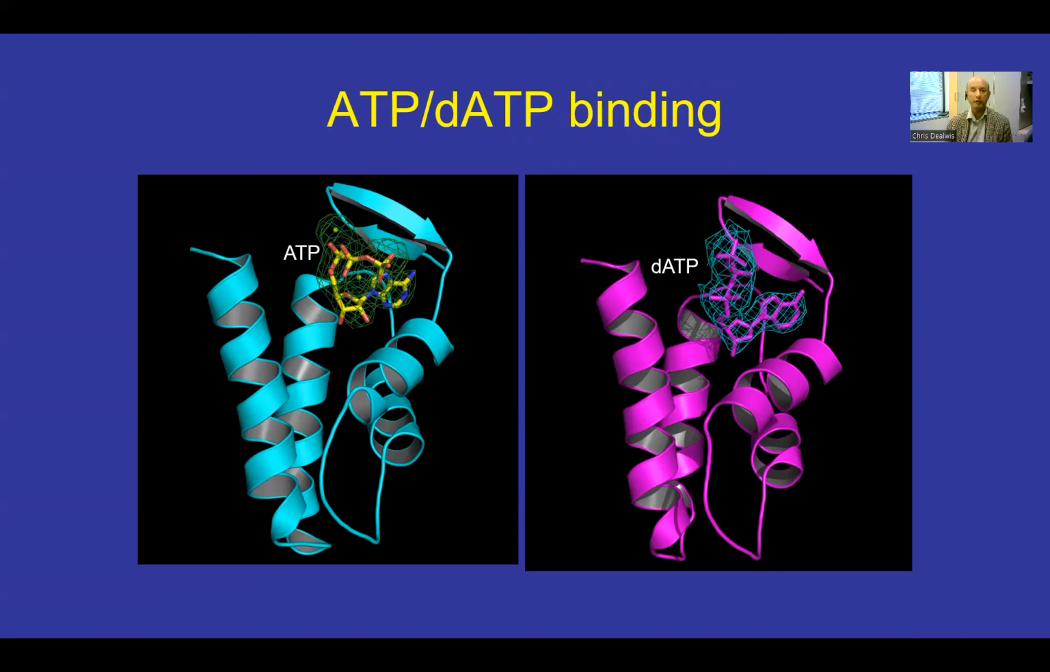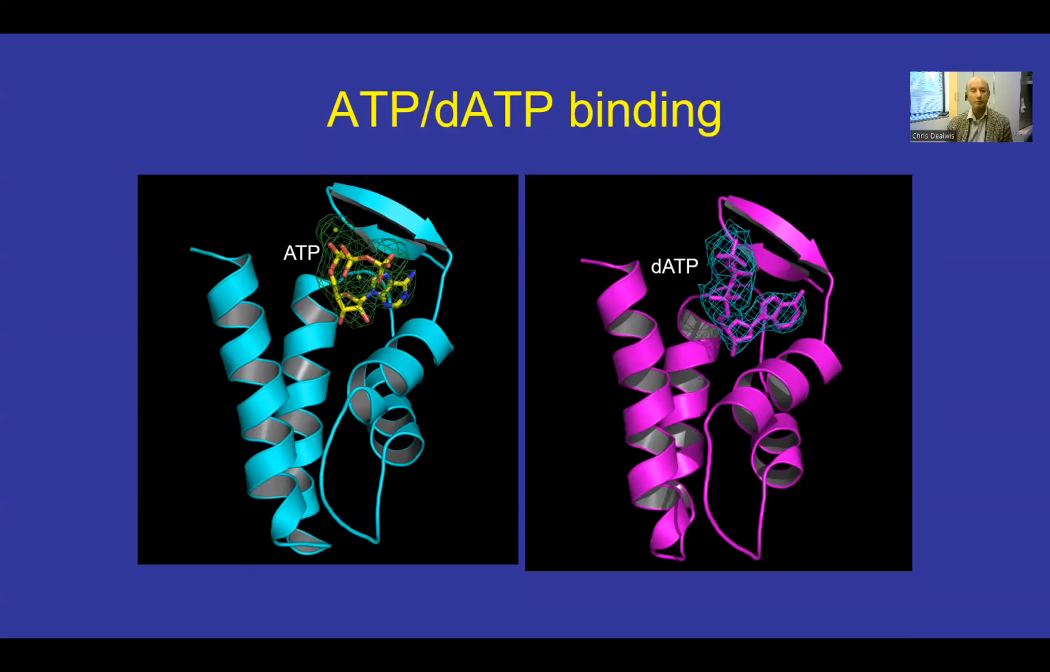Now, how does the regulation happen through ATP and dATP? We were able to show that ATP binds at the ATP binding site and dATP binds at the dATP binding site. We solved the structures using X-ray crystallography, which is shown here on this slide. And what you see is that ATP has a much lower affinity for this site. It has to, otherwise the enzyme would be dead. dATP has like 1,000-fold improved affinity for the same site.